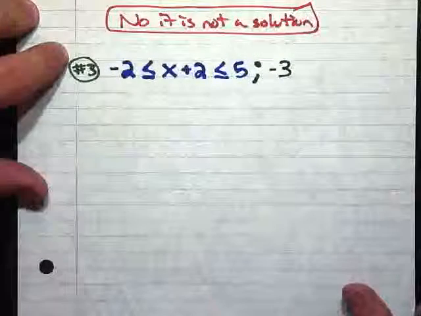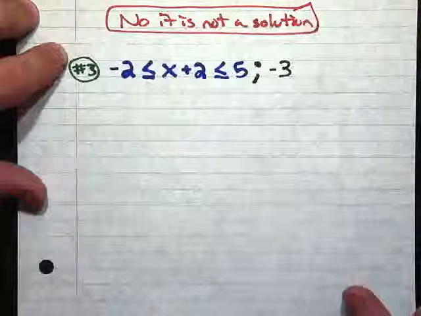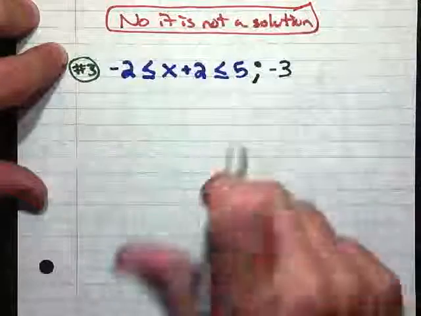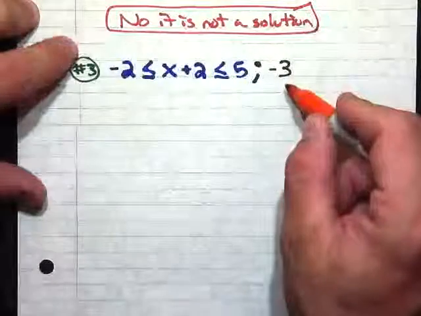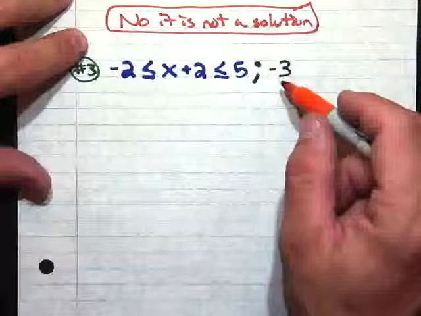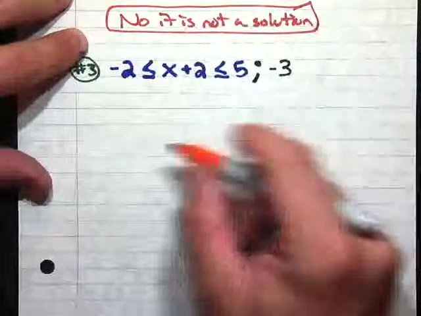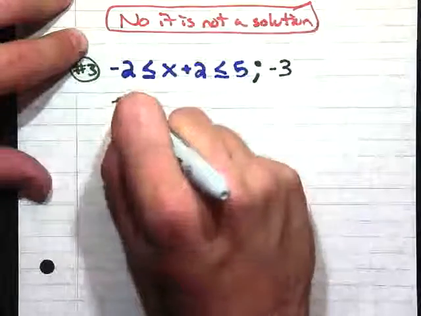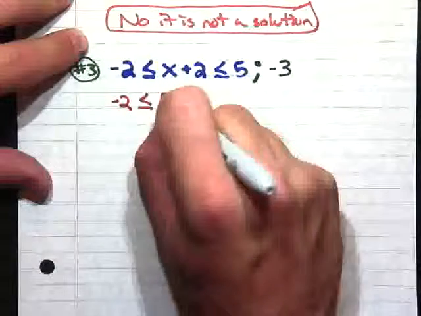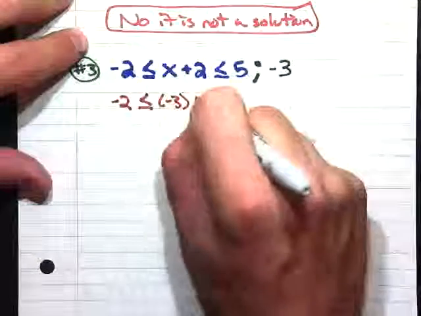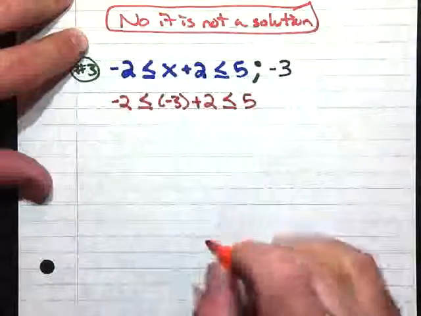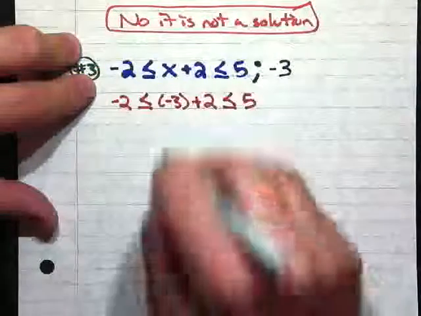Okay, and for this one we have negative 2 is less than or equal to x plus 2, which is less than or equal to 5. And we want to see if this inequality is true if x would be negative 3. So just like we did on the previous two examples, we're going to take our x value and substitute it in for x. So we get negative 2 is less than or equal to negative 3, which is x, plus 2 is less than or equal to 5. And then we just want to simplify this.